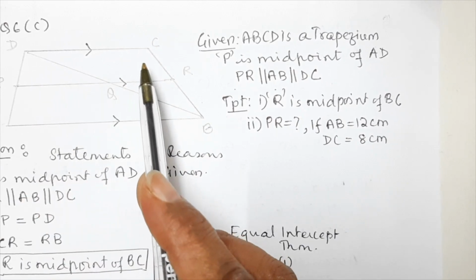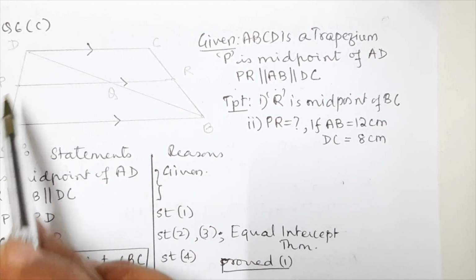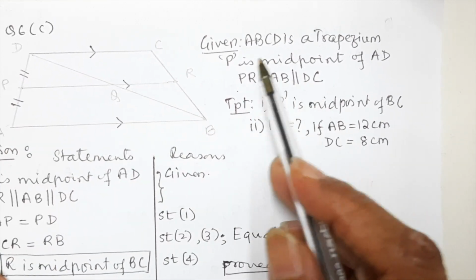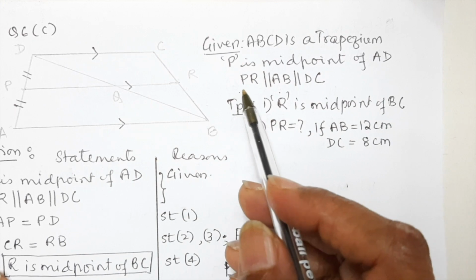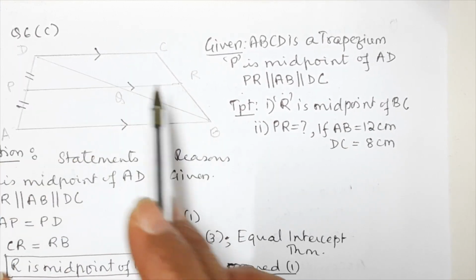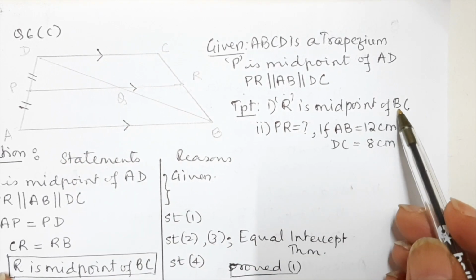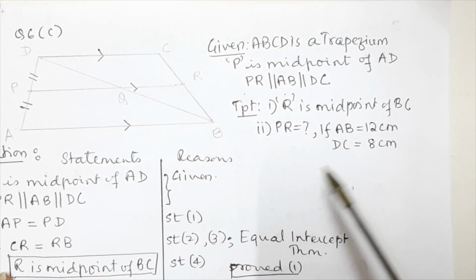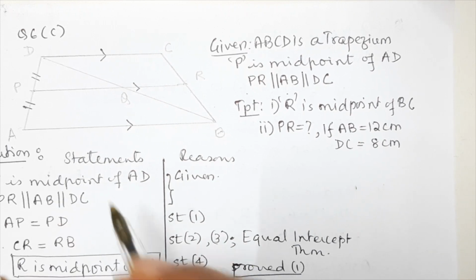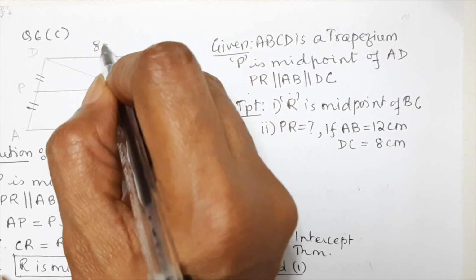First thing we do is we draw the diagram, ABCD trapezium, and P is the midpoint. So we will show this equal to this, and we write what is given. And also we know that PR is parallel to AB is parallel to DC. So we show with the help of this arrow. To prove that R is the midpoint of BC, and PR is to be found out if AB is 12 centimeter and DC is 8 centimeter.